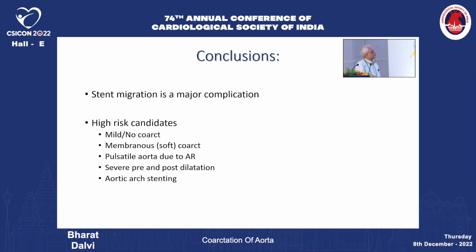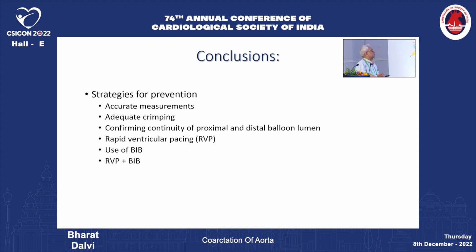So in conclusion, stent migration is a major complication, more so if you are using a covered stent. High-risk candidates include mild or no coarctation, membranous or soft coarctation, pulsatile aorta more so in presence of a mild coarct, severe pre and post dilatation of the aorta, and aortic arch stenting. And these are the various strategies: accurate measurements, adequate crimping, but to see that there is patency or continuity between proximal and distal lumen, confirming the continuity of proximal and distal balloon lumen while crimping, using rapid ventricular pacing, using balloon in balloon, or a combination of rapid ventricular pacing with BiB, as I showed you in some of the cases.